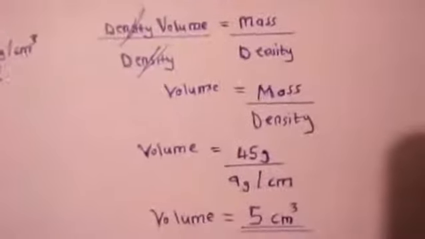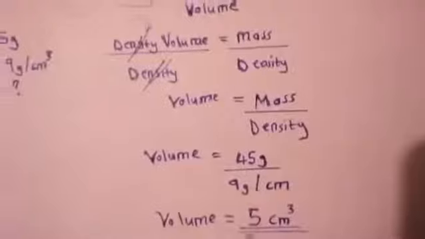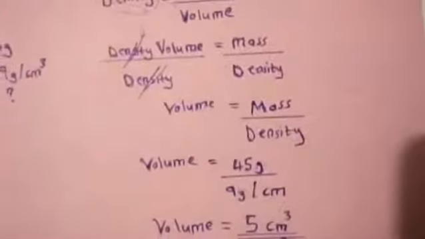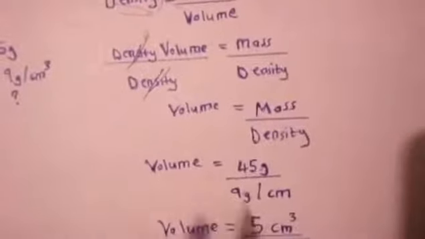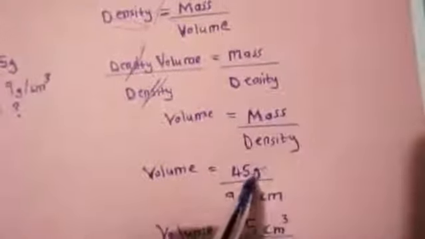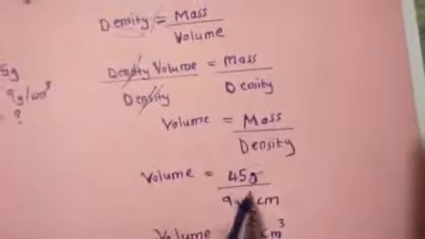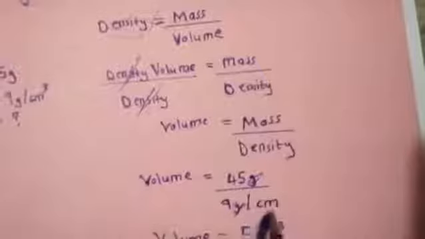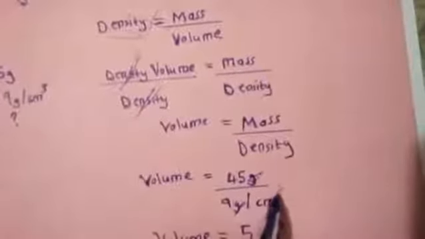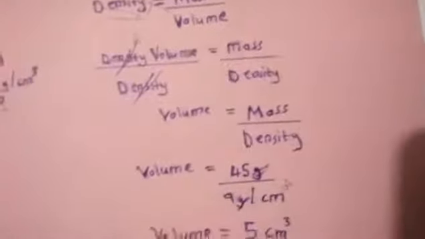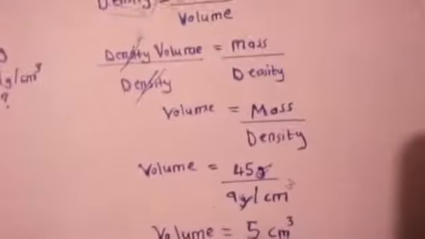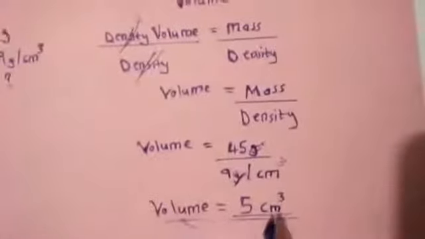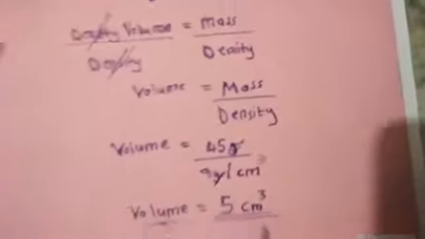You may be wondering: here we had grams, and in the final answer you don't have grams. That's because the gram cancelled with this gram. You've seen? Then it was just the cubic centimeter. So that's why our answer is 5 cubic centimeters as the volume.